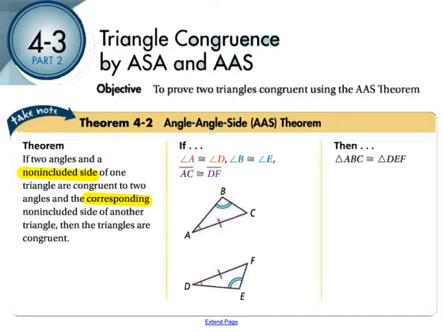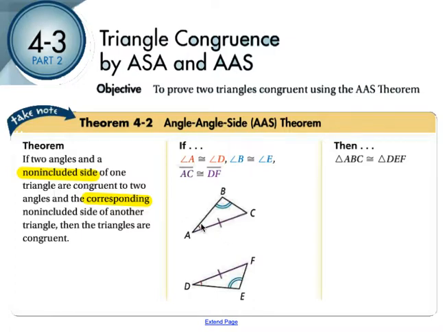Welcome back. In our last lesson, we talked about proving triangles congruent using the angle-side-angle theorem. And in this second part of this section, we are going to look at proving triangles are congruent using the angle-angle-side theorem. Now, the angle-angle-side theorem is different from the former theorem that we just talked about because we have two angles and a non-included side of one triangle.